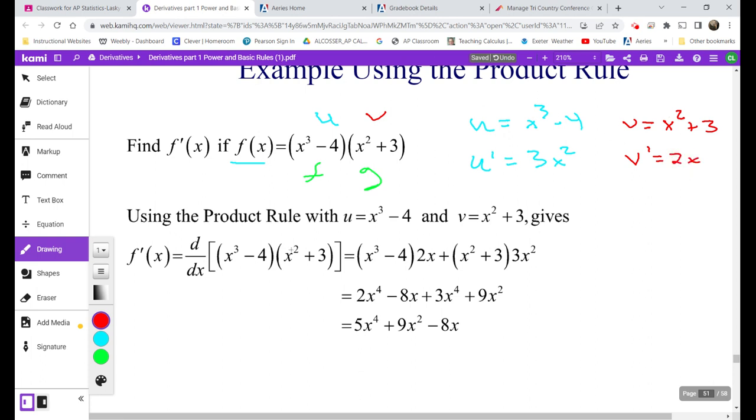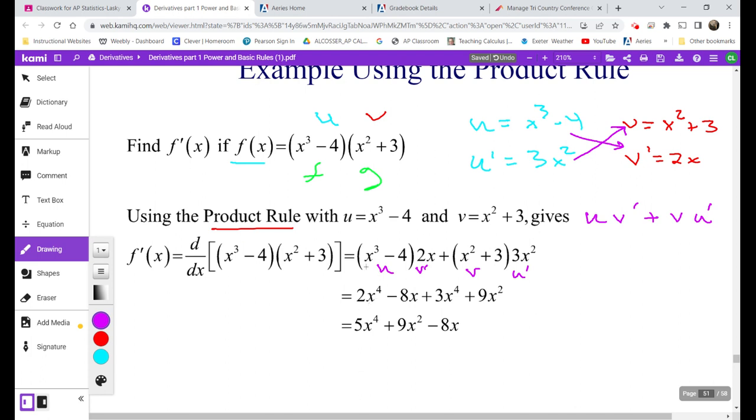So now I've got to use my product rule. If you remember, the product rule is, you know what? I'm going to do that in a different color because I can. It is u times v prime plus v times u prime. Well, looky here. u times v prime, u prime times v. So we can literally multiply these things. This is u, this is v prime, this is v, and this is u prime. And then we just clean it all up.